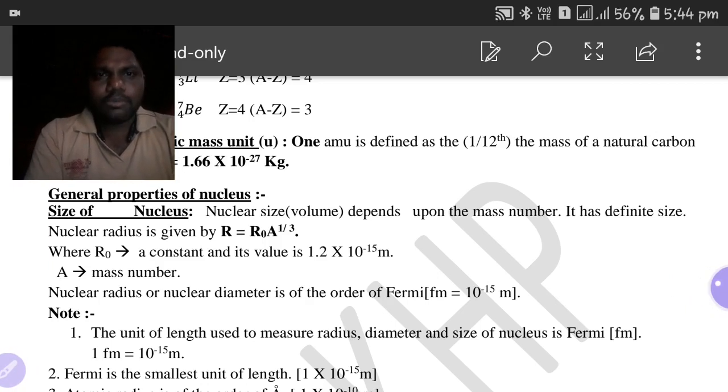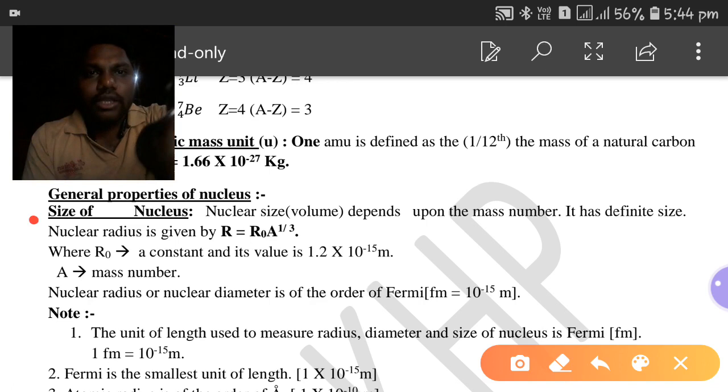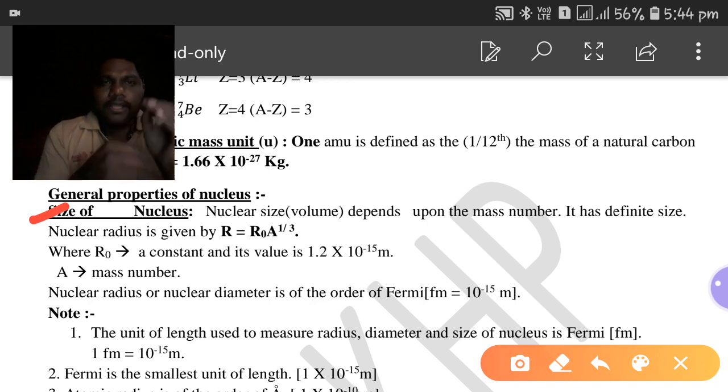So today in my third lecture, I am going to discuss the general properties of nucleus. So we know that nucleus has certain properties. We will try to discuss one by one. The first one, size of the nucleus. The size of the nucleus, or the volume of the nucleus, clearly depends upon the atomic mass number.